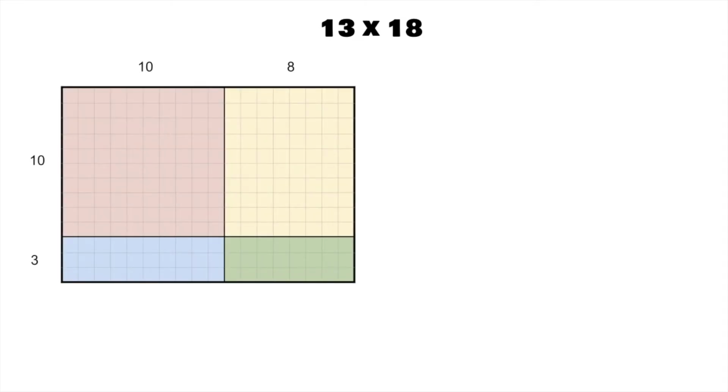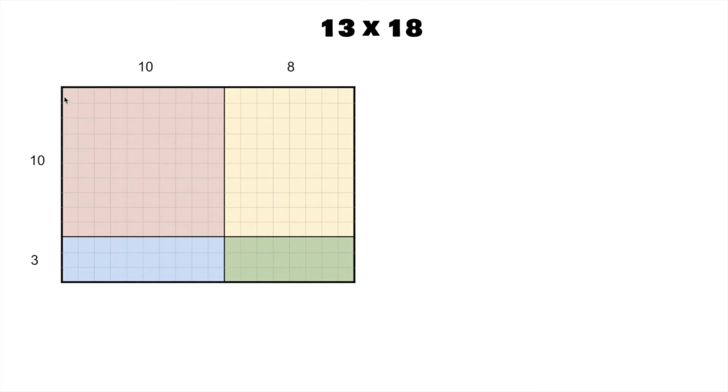Let's get started. 13 times 18. One way we can model this is using an area model. In this example, I have 13. I broke it down, or decomposed it, into 10 and 3. And then up this side, I have 10 and 8. It's decomposed into 10 plus 8. The whole thing is 18.